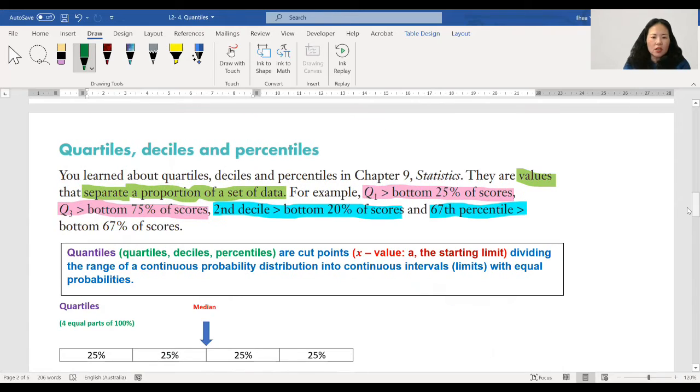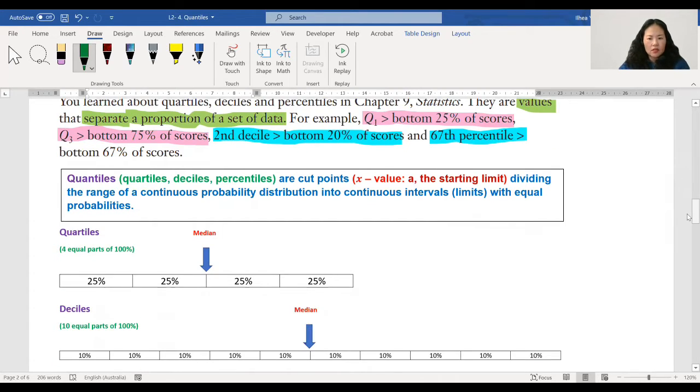Now, quartiles, deciles, percentiles, they're all quantiles. Now, why do we need all these? Because we know the area under the curve is 1, so we need to find parts of the area, and quantile is one of the ways to do it. Just to sum up a little bit, quantiles, which are quartiles, deciles, and percentiles, are cut points. That's an x value, as we just did in example 1.